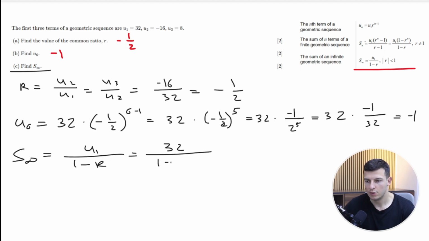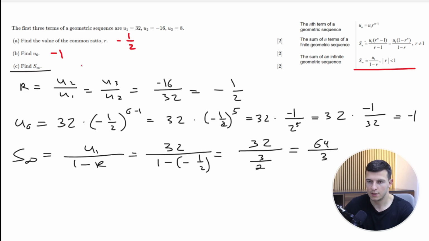U1 is 32, 1 minus negative 1 over 2, 32, and here we have 2, 3, so 3 over 2, and if we take it a step further, that's going to be 32 times 2, which is 64, divided by 3. So the answer to the last one is going to be 64 divided by 3.